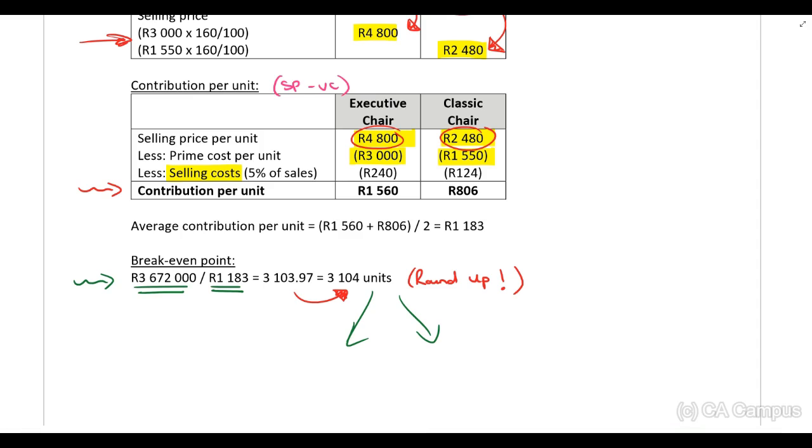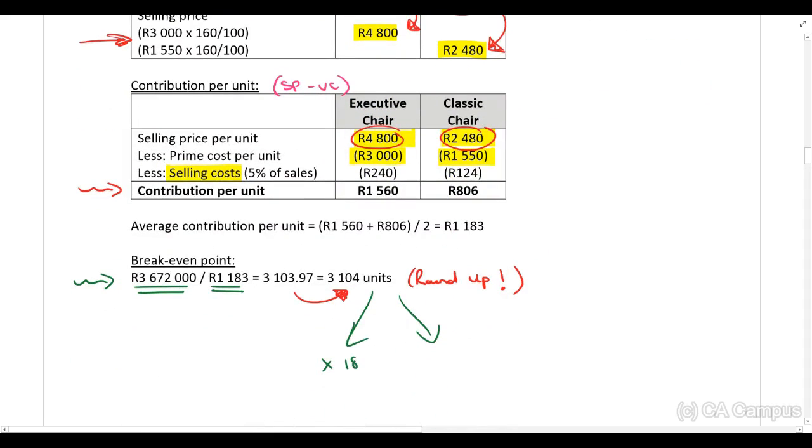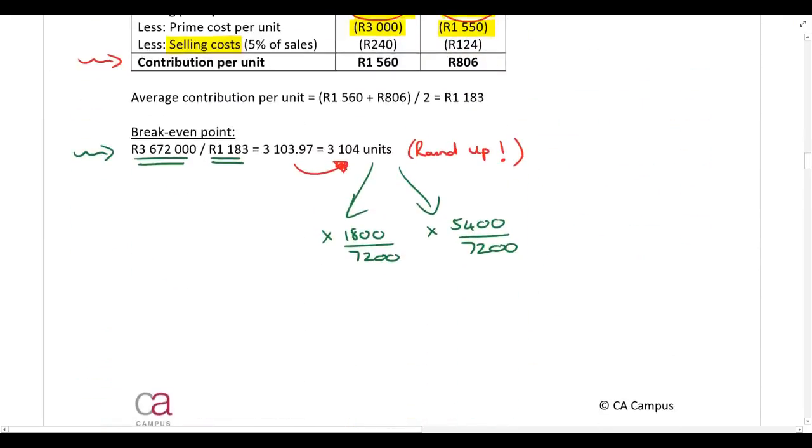But remember, if you do need to split it between the two different products, again, you would just multiply by that same sales mix. So you would multiply here by, oh, and this is really shocking, guys, 1,800 over 7,200 and by 5,400 over 7,200. All right, so that's how you would just split that between the two different products.